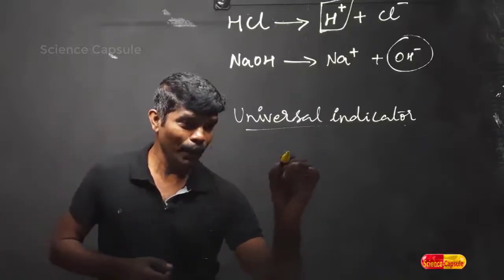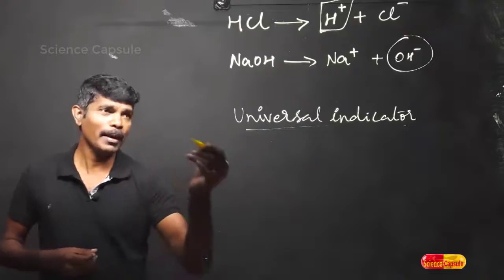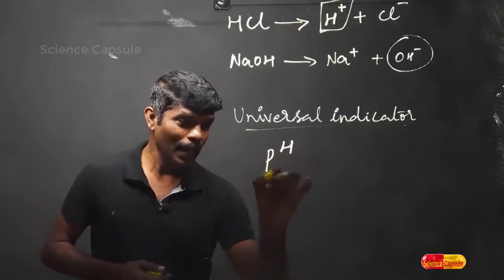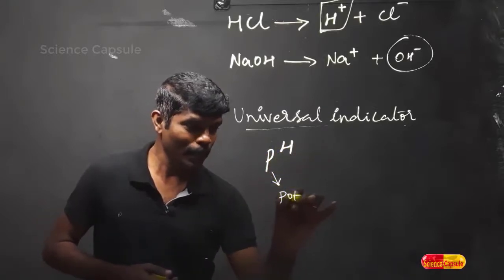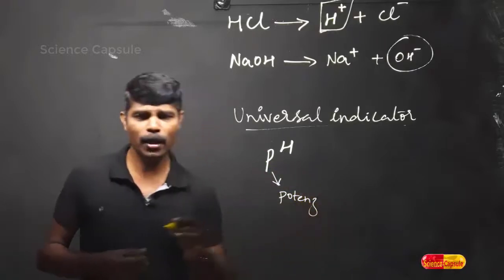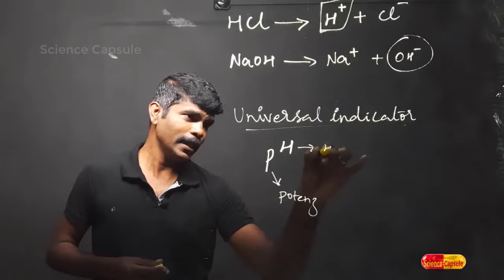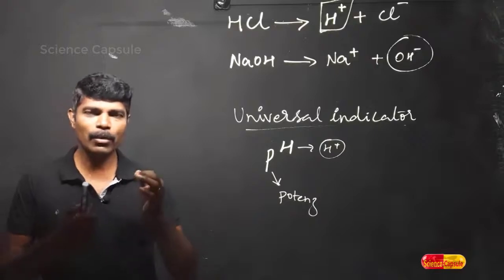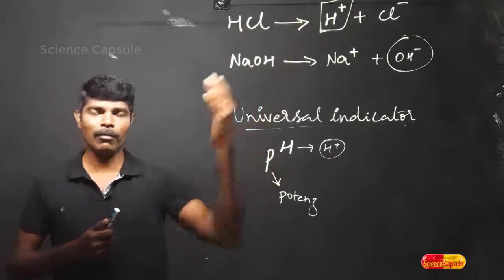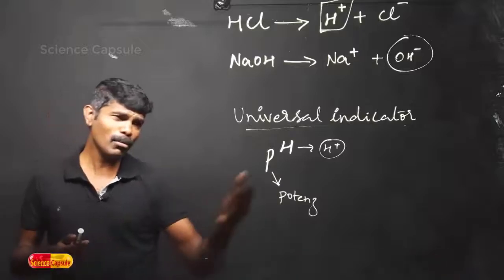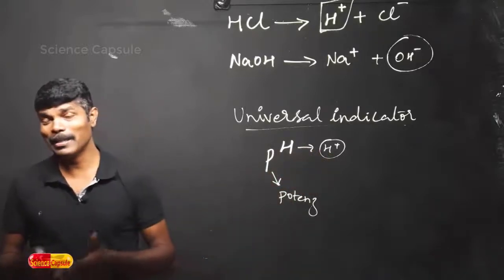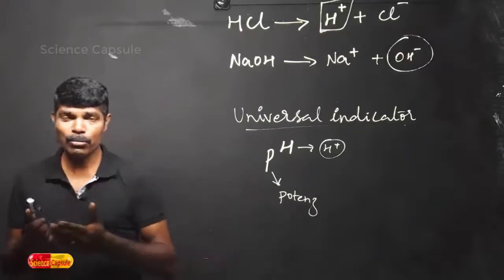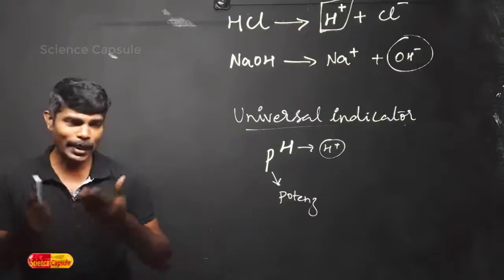Here a pH paper, a scale, is used to find the strength of an acid or a base. We call it the pH scale. Here in pH, P is potence, which means power, whereas H is hydrogen ion. So the pH scale is a reliable scale by which we can find the strength of hydrogen ion in a solution. Based on the hydrogen ion concentration, we can easily find the strength of an acid or a base. Usually this pH scale has values ranging from 0 to 14. Let us understand the values.